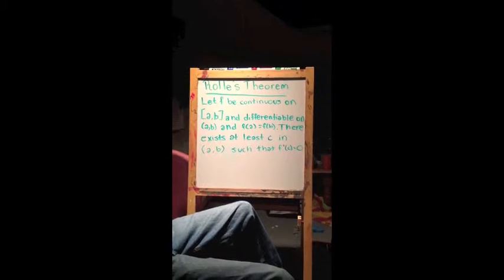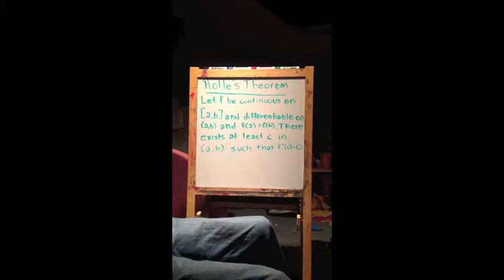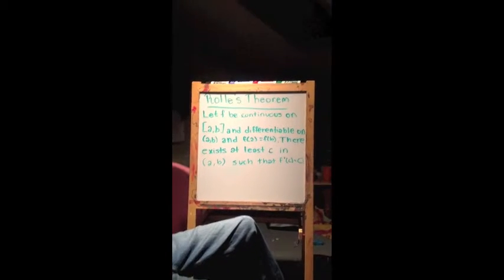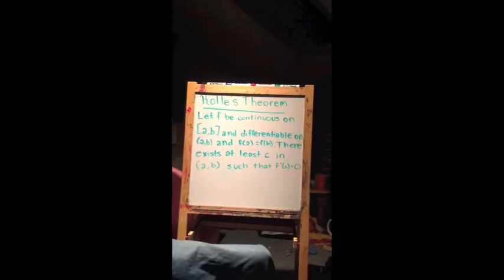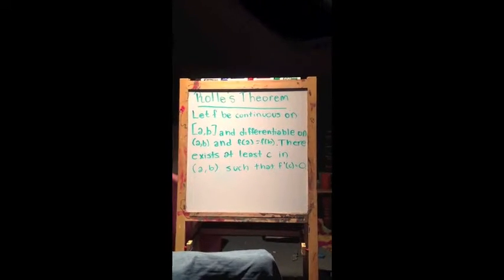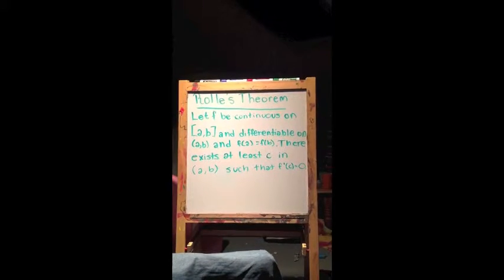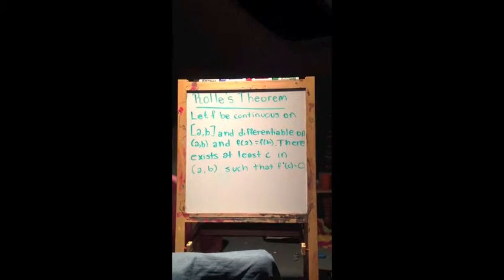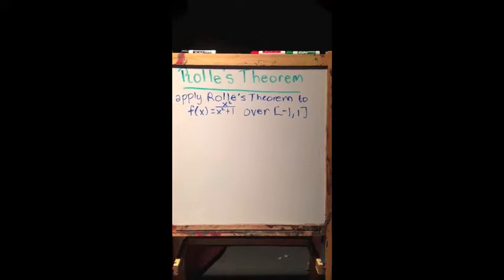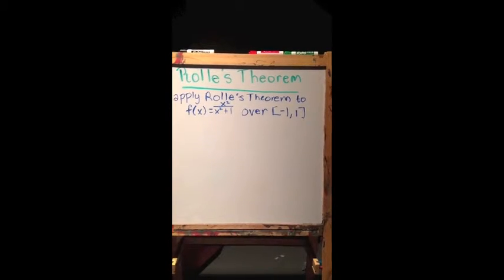This is the definition of Rolle's theorem. Let f be continuous on the interval [a, b] and differentiable on the open interval (a, b), and f of a equals f of b. There exists at least one c in (a, b) such that f prime of c equals 0. For example, apply Rolle's theorem to f of x equals x squared over x squared plus 1 over the interval of -1, 1.